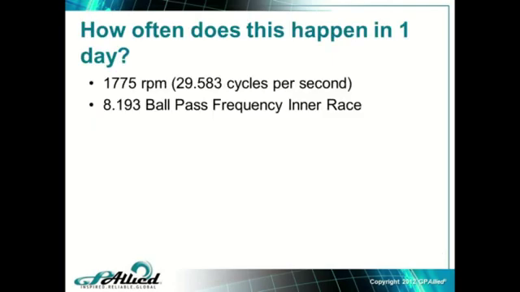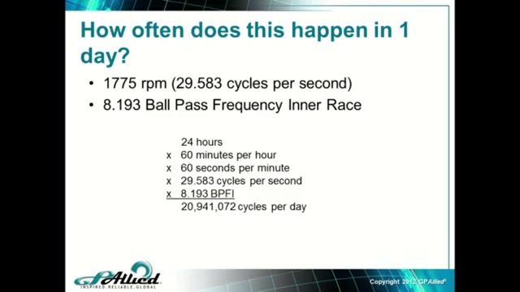If we ask ourselves, how often does this happen in a day? Well, on a 1,775 RPM shaft, we're at about 29.6 rotations per second. And those of you who are vibration trained understand this next one. In one rotation of the inner race, 8.193 balls or rollers will pass a given spot. So if we look and say, okay, how many times does that one spot in the load zone get compressed and relieved in one day? It's 21 million times. Over the course of a year, it's 7.6 billion times.